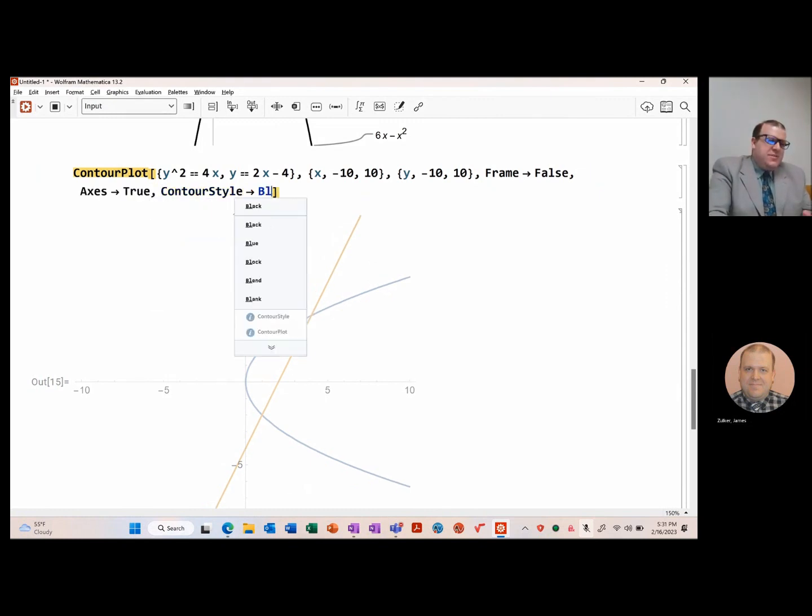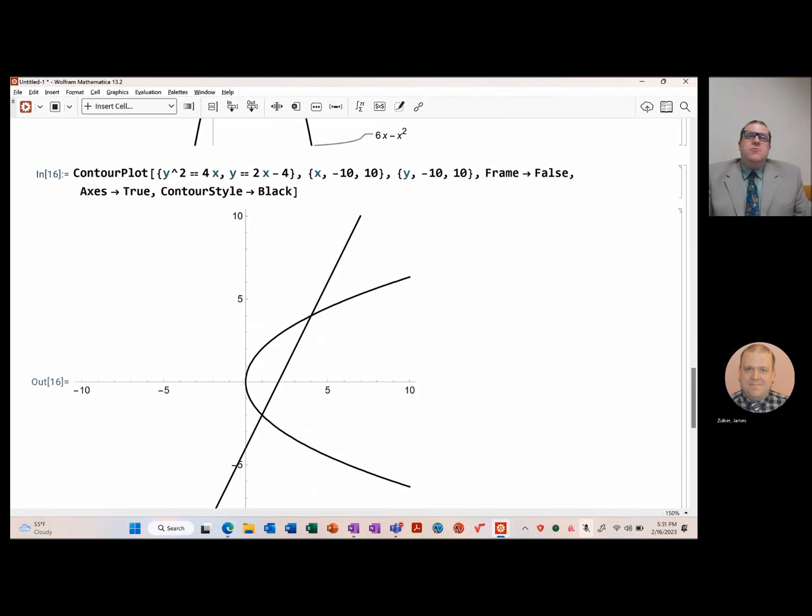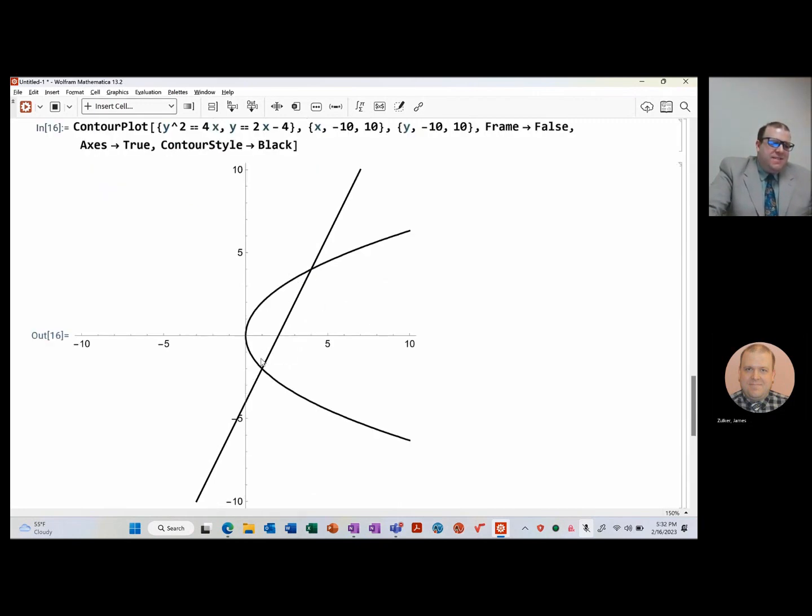This time contour style, once again, that's going to set the curves. I want them both to be the same color, because the default colors for Mathematica are hideous. So there's our region. It's going to be this bit in here, isn't it?